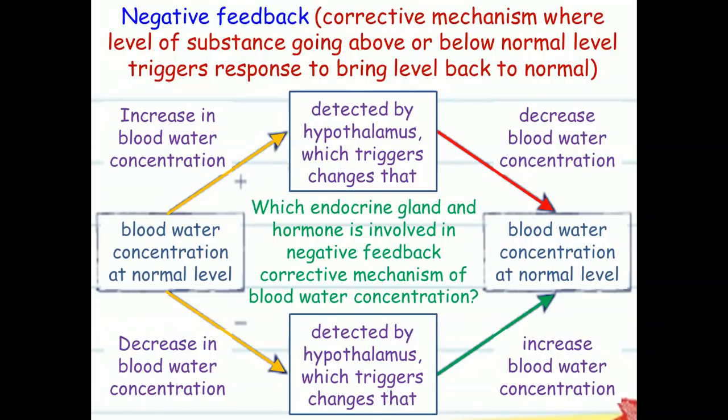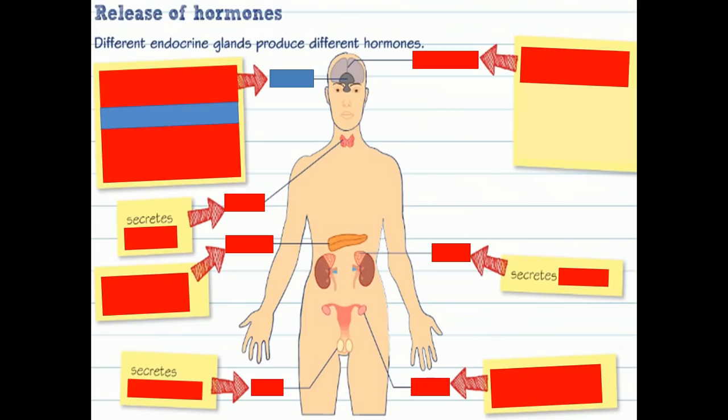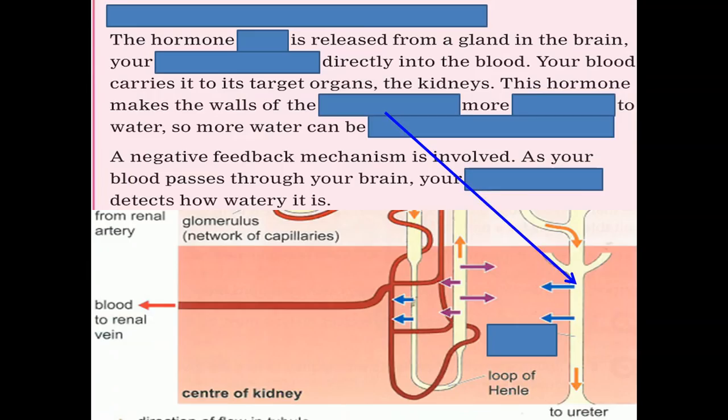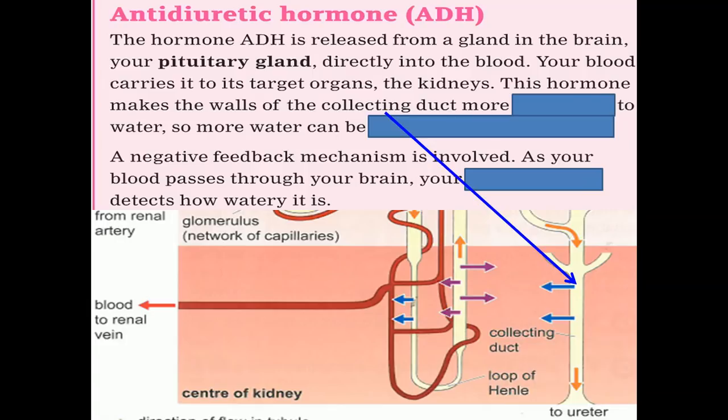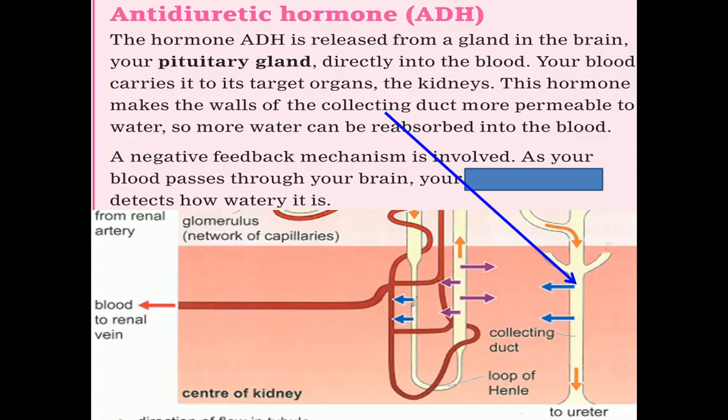So we're going to know which endocrine gland and hormone is involved in the negative feedback corrector mechanism of blood water concentration. So here is the pituitary gland, which secretes a hormone called ADH, otherwise known as antidiuretic hormone. And that hormone is released by the pituitary gland directly into the blood. And what it does is it causes the walls of the collecting duct to become more permeable. And because it's more permeable, that means more water can be reabsorbed back into the blood.